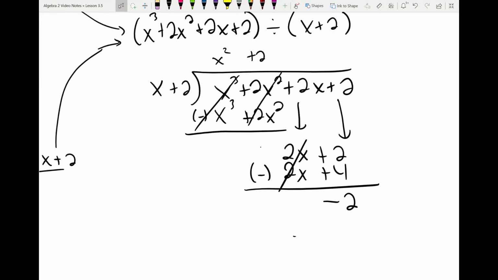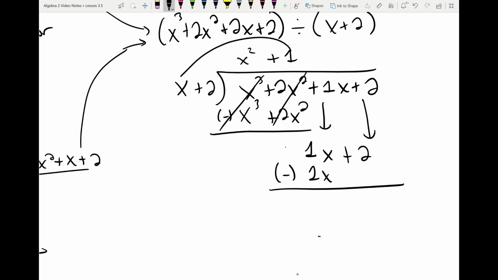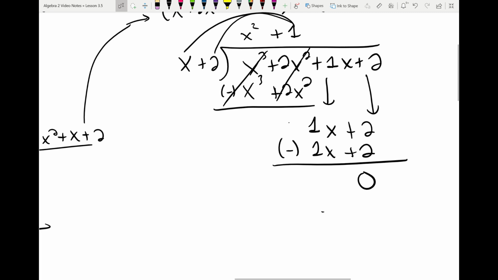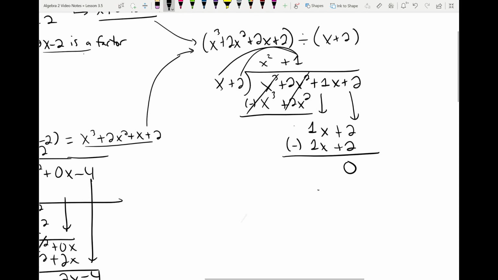All right, so I made a mistake here. That's not a 2, that's actually a 1. So this will be a 1 right here. So that changes our answer slightly. So that means that this has to be 1, because 1 times x is x, and then 1 times 2 is 2. So there you go. Now that would give us a remainder of 0. I apologize for that. So now we are able to factor it perfectly. So we got x plus 2 and x squared plus 1.